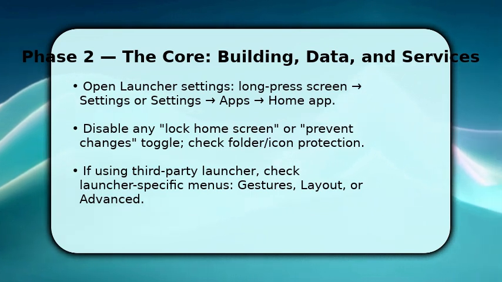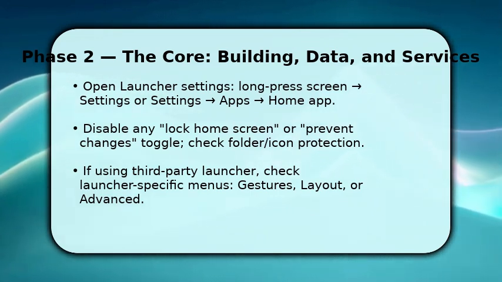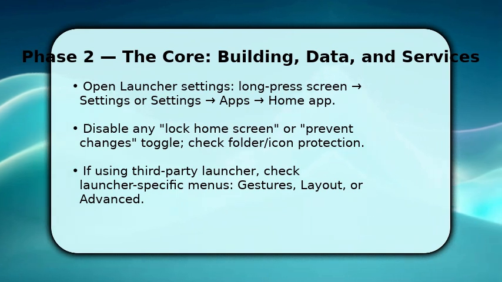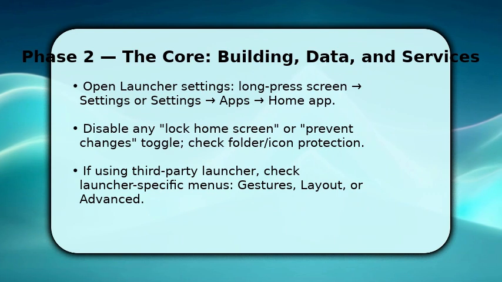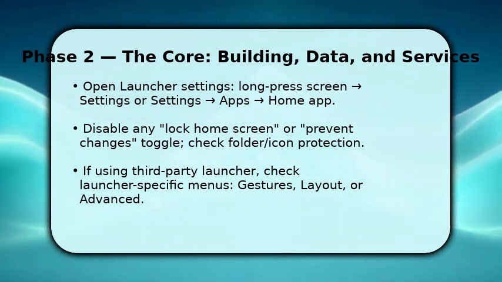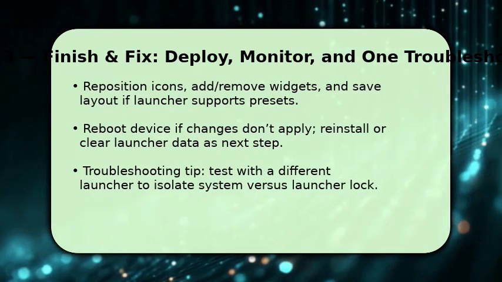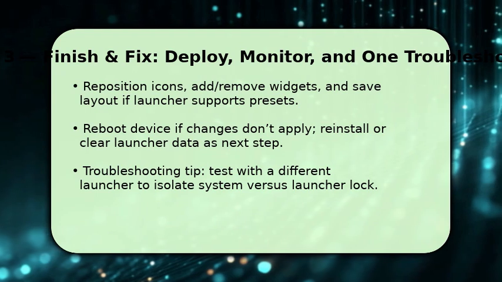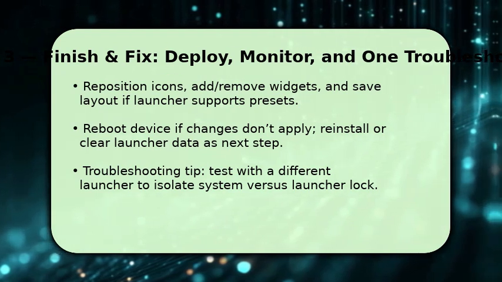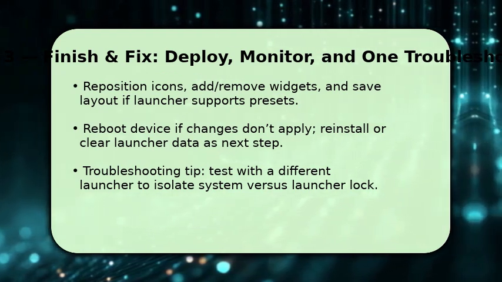If icons remain fixed, dive into Folders and Widget settings to remove per item protection. Make sure to check third-party launcher menus like Layout, Gestures, or Advanced. Finish by arranging your icons and widgets the way you want, and save the layout if your launcher supports presets or Cloud Sync. Once you've made changes, reboot the device to ensure settings apply.